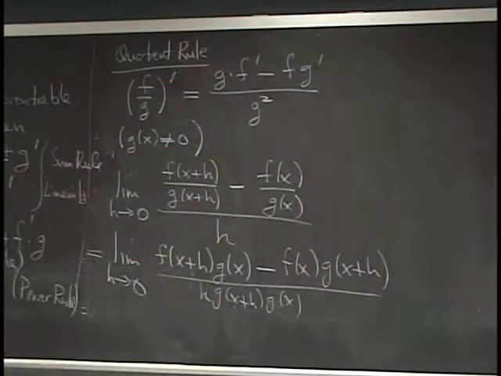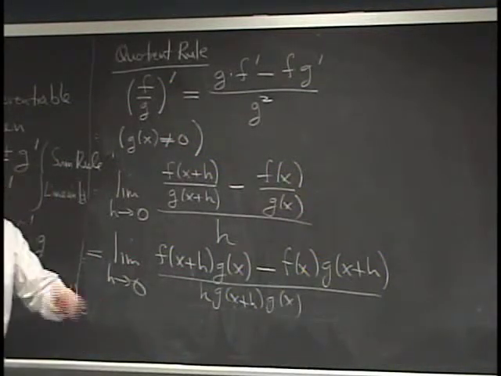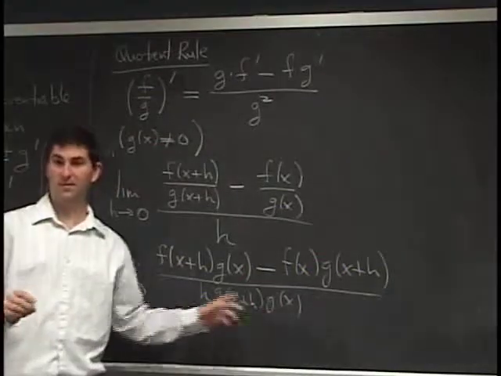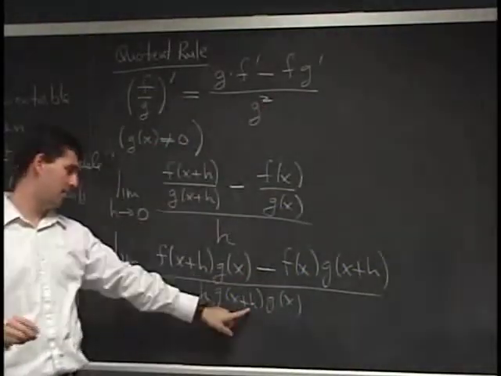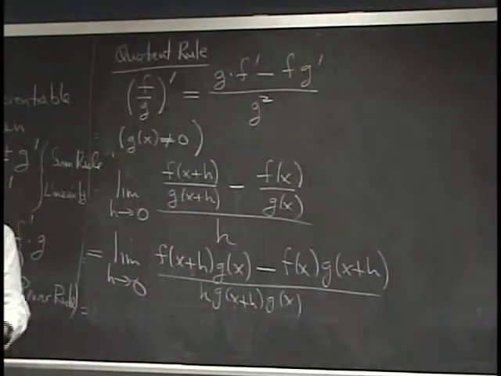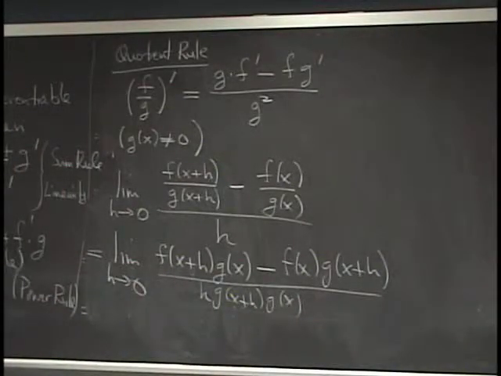Okay, cool. One thing looks right already. I have two g's on the bottom, right? I'm supposed to get a g squared. Now, of course, there's the matter of this x plus h, but eventually h will go to zero, so it should all work out in the end.